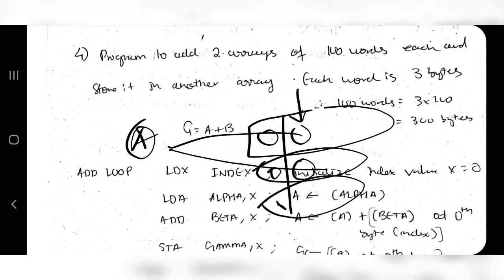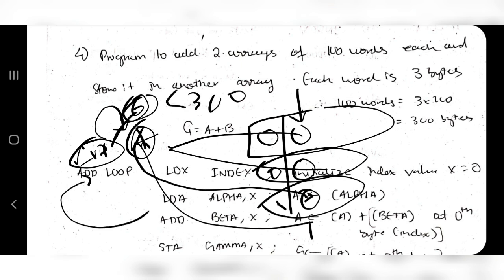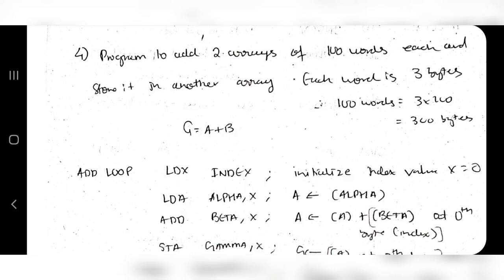Okay, in A it will be stored, and that A's value will be stored here. Then again the index value will be stored in A. 3 will be added, so it will be 6. 6 will be stored in index value, and then we will be comparing the index value 6 with 300. It is less than, so again it will jump here. So again we will be starting from here with the index value 6. Okay, it means the second word will be accessed. Like that it goes on till it becomes equal to 300.